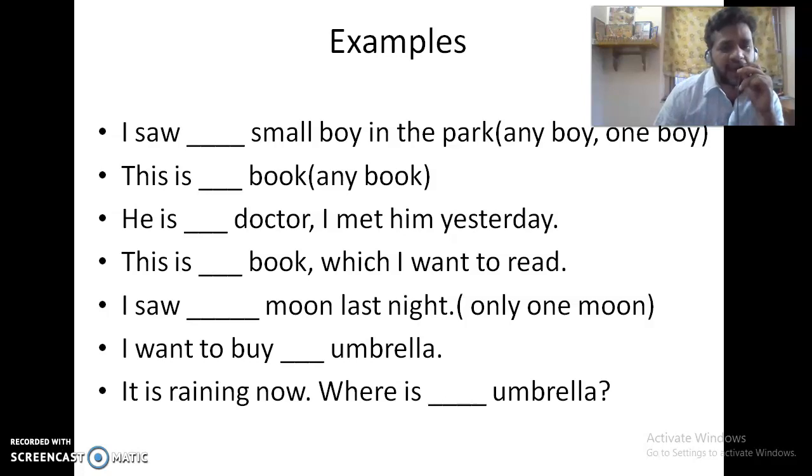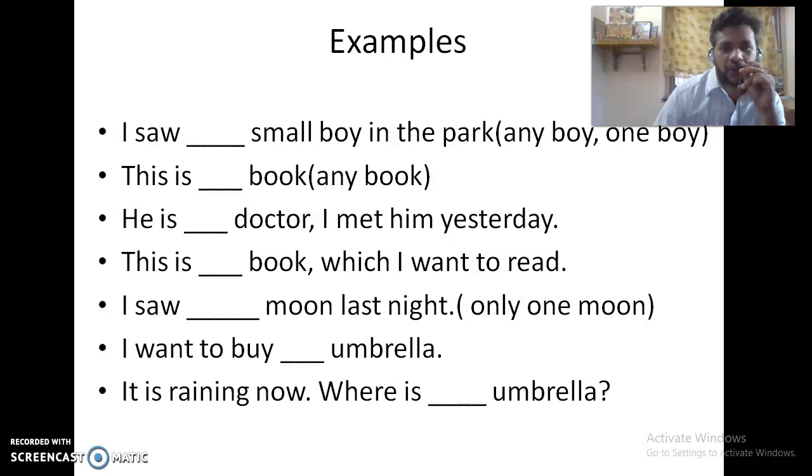I want to buy dash umbrella. I want to buy an umbrella means a specific umbrella or an unspecific umbrella. You can make it right. Next, it is raining now. Where is dash umbrella? Is it specific or unspecific? You can make it right with the appropriate articles. Okay, so give a pause, just think about the examples and write your answers, then later on go for the answers.